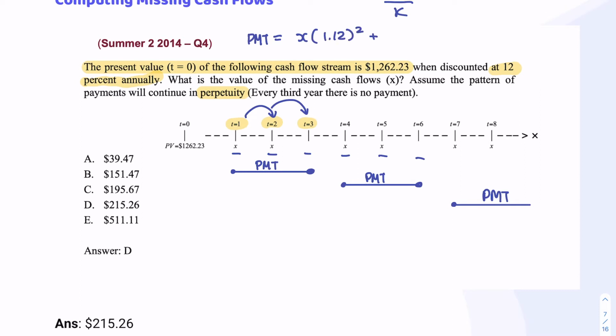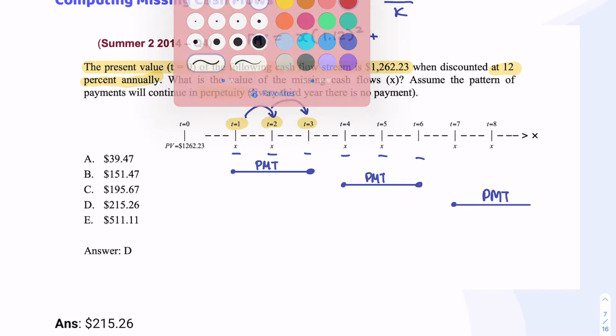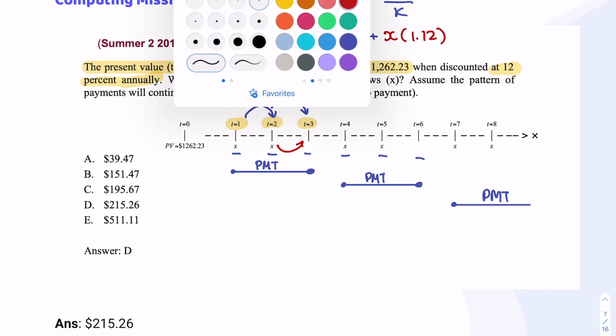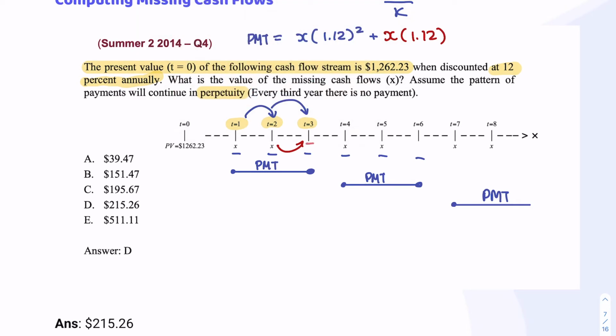All right? And then we have our other x. Let us use red. It's going to be compounded once to our T3, such that we have x times 1.12. And then if we look at our last cash flow, T3, because it's 0, we don't need to consider how it's getting compounded, and because we know there's no value there, it's a non-factor. So our payment will be equal to x times 1.12 to the power of 2 plus x times 1.12.